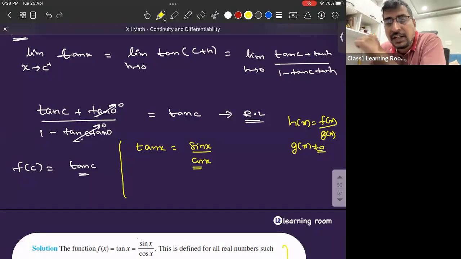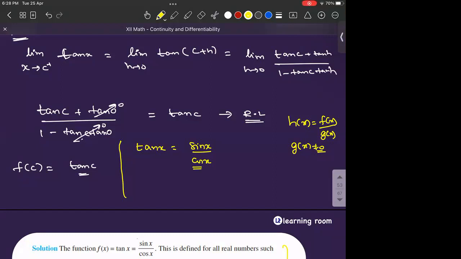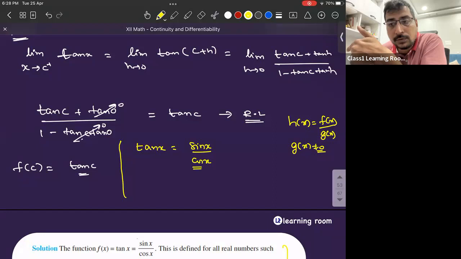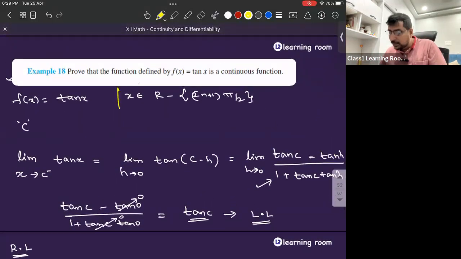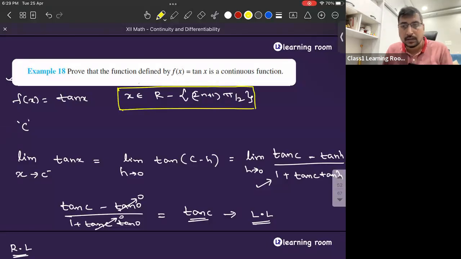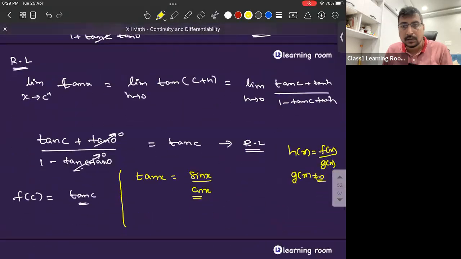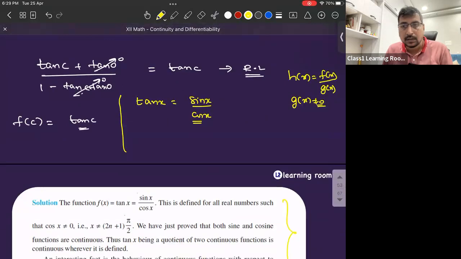Where will cos x be equal to 0? At all odd multiples of pi by 2. Whenever you take cos of some odd multiple of pi by 2, like pi by 2, 3 pi by 2, 5 pi by 2, cos will generate a 0. But if you observe the domain of tan, what is eliminated from the domain itself? The odd multiples of pi by 2 are eliminated.